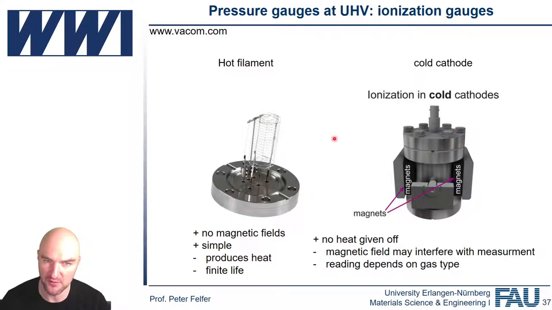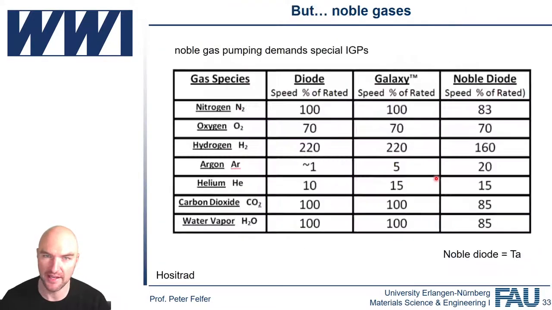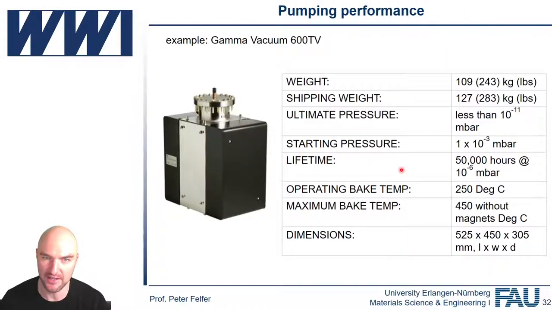So in the LEAP, you have one of those in the buffer chamber. All of the other chambers use cold ionization gauges. They give off no heat, and they're very simple systems. But the problem is they have a magnetic field, and they're essentially small versions of this. They're actually completely identical to these pumps, but smaller. This is why the pump itself can also be used as a pressure gauge.